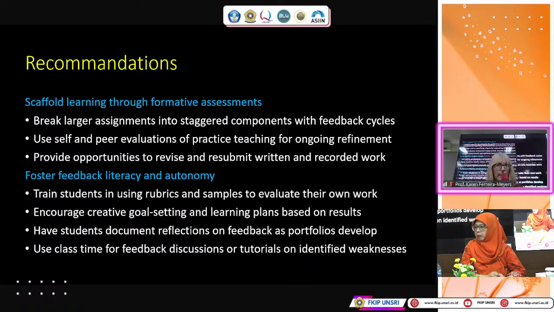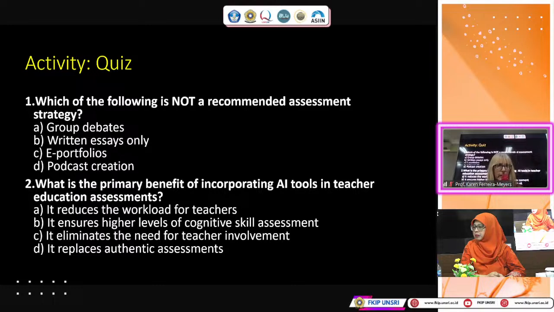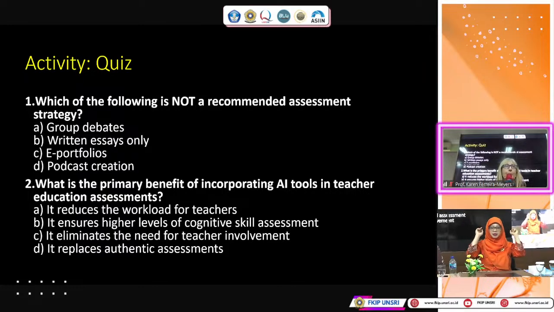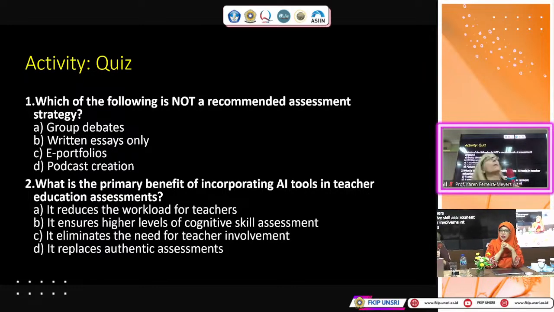So I think, let's go for this one, a little quiz again, okay? Two questions, and let's see what your answers are. Which of the following is not a recommended assessment strategy? Let's do the first one.